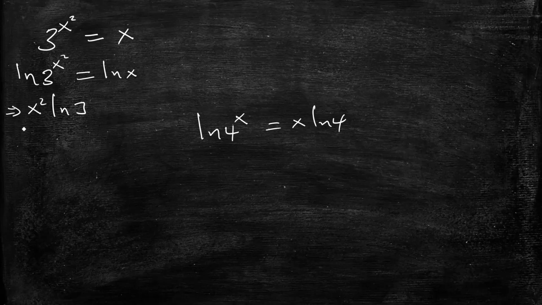So we have that equals natural log of x. Now we are heading towards the application of the Lambert W function. So let's group the x on one side. I'll divide both sides by x squared.